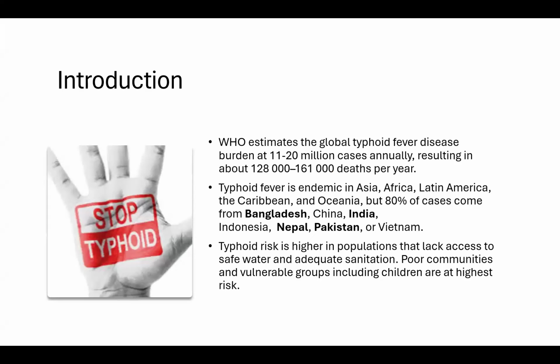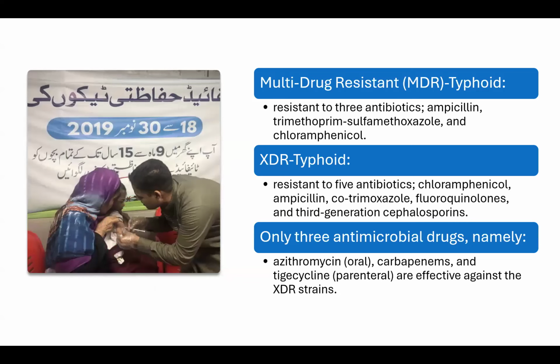WHO estimates the global typhoid fever disease burden at 11 to 20 million cases annually, resulting in about 128,000 to 161,000 deaths per year. Typhoid fever is endemic in Asia, Africa, Latin America, the Caribbean, and Oceania, but 80% of the cases come from Bangladesh, China, India, Indonesia, Nepal, Pakistan, or Vietnam. Typhoid risk is higher in populations that lack access to safe water and adequate sanitation. Poor communities and vulnerable groups, including children, are at highest risk.